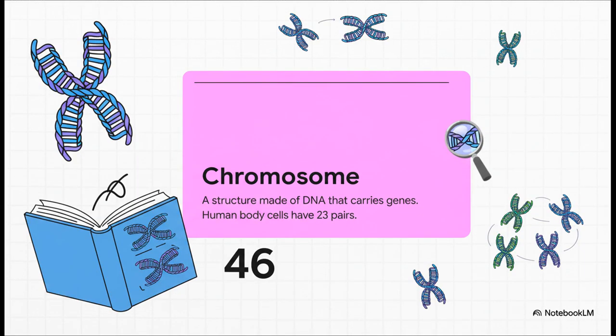So, if the genome is the whole book, a chromosome is like one chapter in that book. And we humans have 46 of these chapters, all neatly organized into 23 pairs in most of our cells. They're just DNA that's been coiled up super tightly.